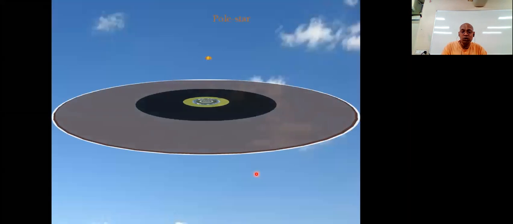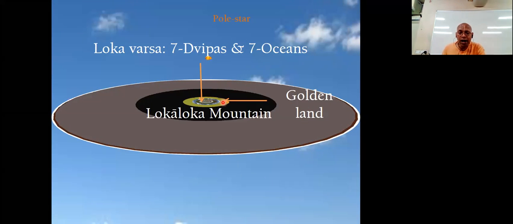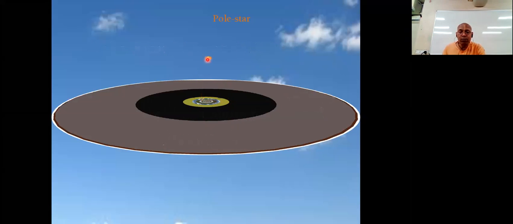So now you see the image. This is the entire image of the Bhumandala, wherein these are the 7 oceans and 7 islands, the center is Mount Meru, and here is Dhruvaloka. The Dhruvaloka is situated exactly above Mount Meru. The green portion is the golden land, the black portion is Lokaloka mountain, the grey portion is Aloka Varsha, and this is the pole star.